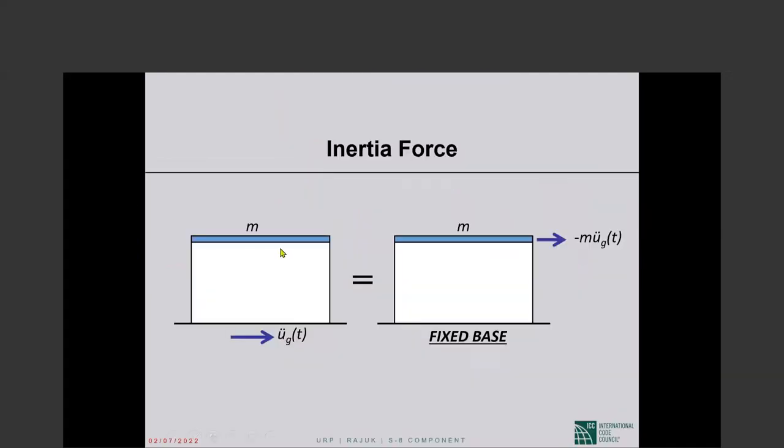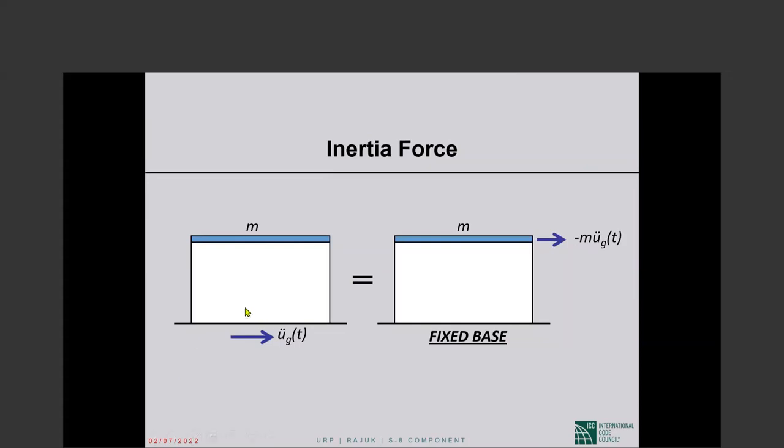So a structure subject to a ground acceleration in an earthquake, u sub g double dot. u sub g is displacement of the ground. Single dot is first derivative with respect to time, which would be velocity. The double dot is second derivative with respect to time, which would be acceleration.